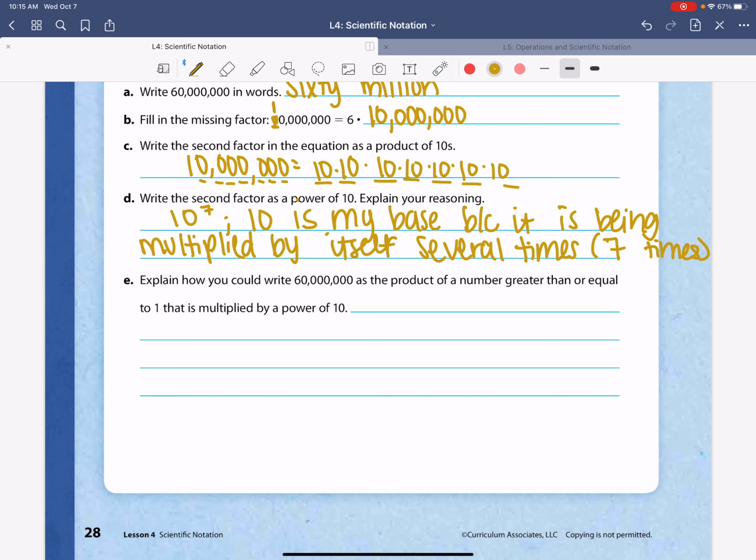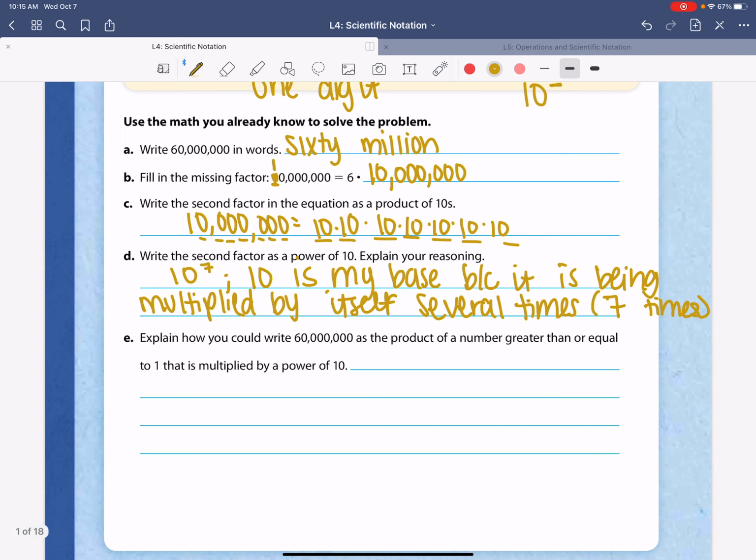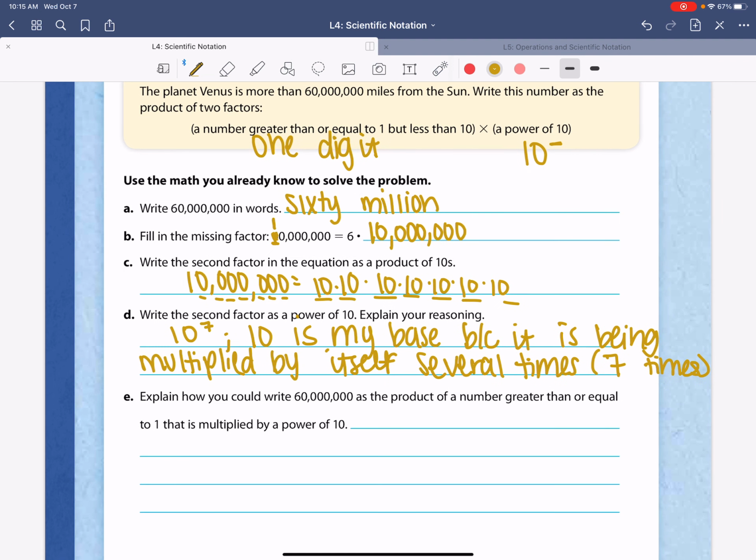E. Explain how you could write 60 million as the product of a number greater than or equal to 1 multiplied by a power of 10. So we know that 60 million in words is just 60 million, and the missing factor is 6 times 10 million, which we could rewrite as 6 times 10 to the 7th power. So again, our original problem said to rewrite 60 million as a product of two factors. One of them is one digit, and the other factor is a power of 10. We found our one digit. We were actually given it. It was 6. And our power of 10 was 10 to the 7th power.